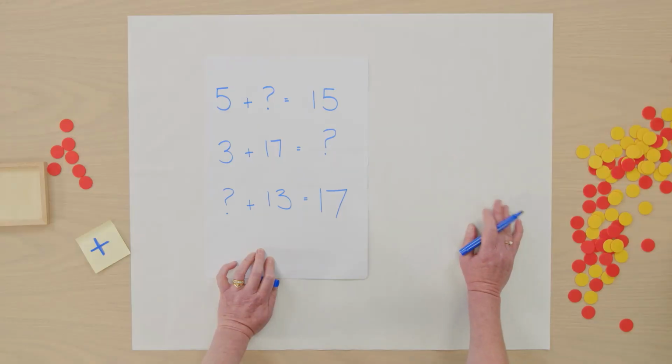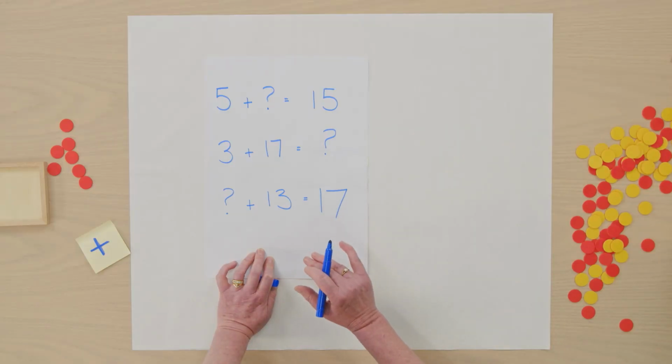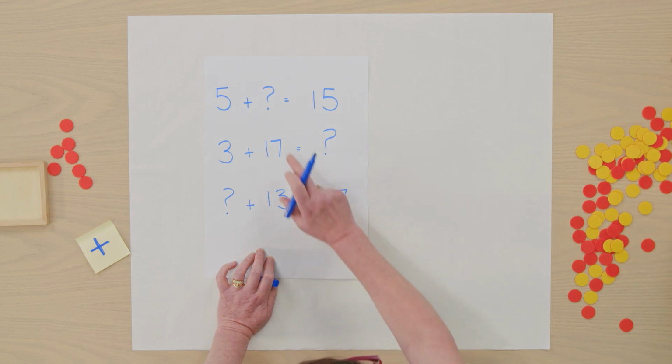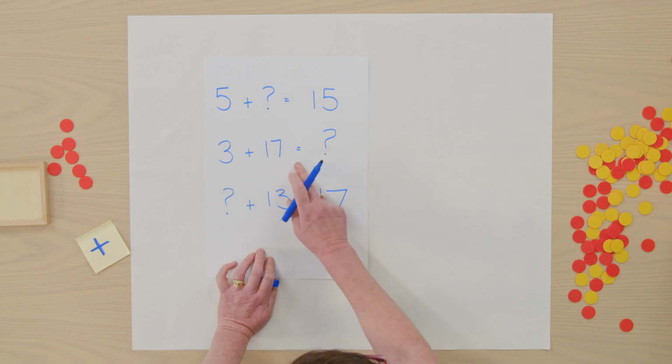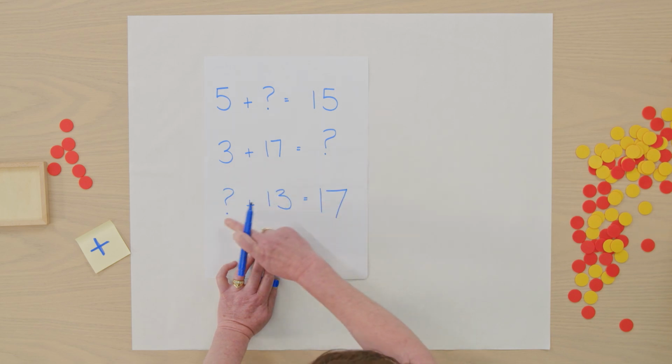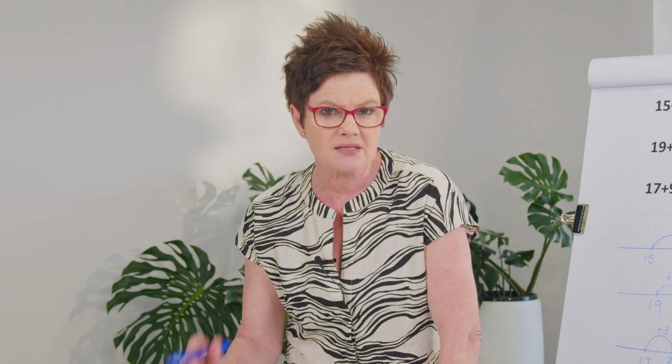So let's start with these 3 problems. You can see that I have the missing part on this sentence in the middle, on this sentence at the end, and this sentence starts with a missing part. So let's use our friendly number lines to help us solve these problems.